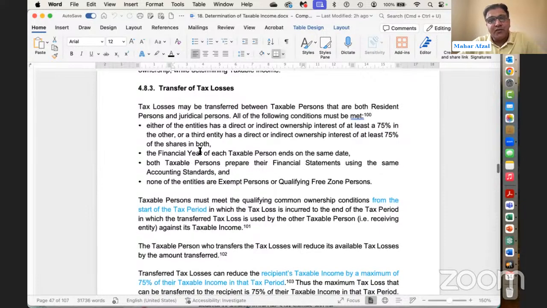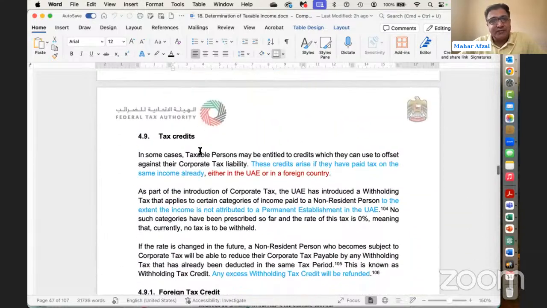You can transfer the losses if there is common ownership of minimum 75%. Then there are a lot of other conditions: they should be juridical persons, with the same financial year and same accounting period, none of them is exempt, and none of them is a qualifying free zone person. Then one business can transfer its tax losses to another business, and these losses can be transferred maximum up to 75% of the taxable income of the taxable person to whom the losses are being transferred. It cannot be transferred more than this. We will see the application.